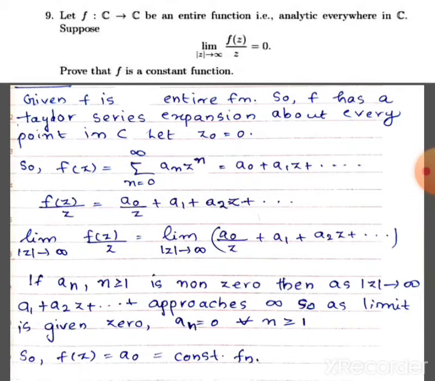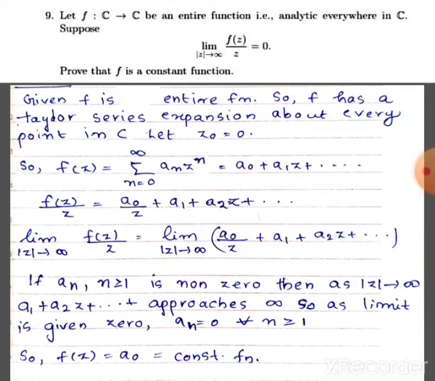While considering that, we can see that if a_n for n greater than or equal to 1 is non-zero, then the limit will approach infinity because mod z is tending towards infinity. So we cannot have a1, a2, etc. as non-zero numbers. So a1, a2, etc. have to be 0. That is, for all n greater than or equal to 1, a_n has to be 0.